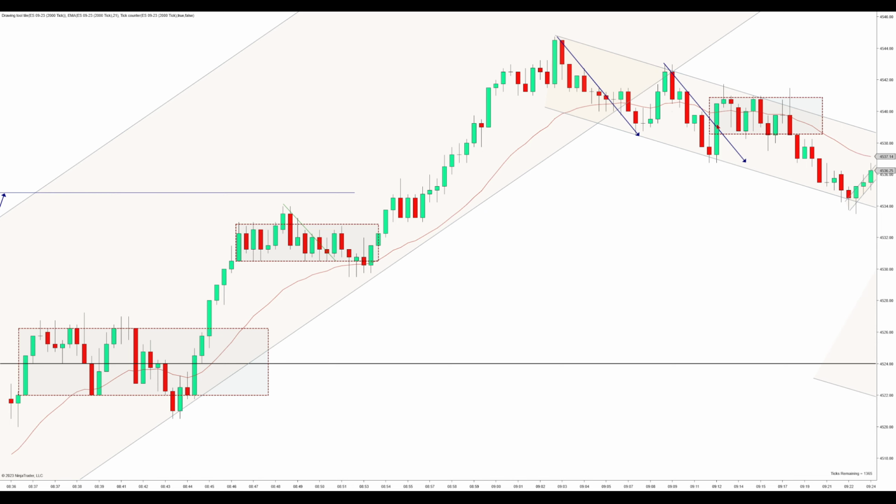Obviously, this isn't a good long or anything, but compare this right there, first entry long, second entry long, to this right here. So this is what I like. I like to see the bigger picture structures.